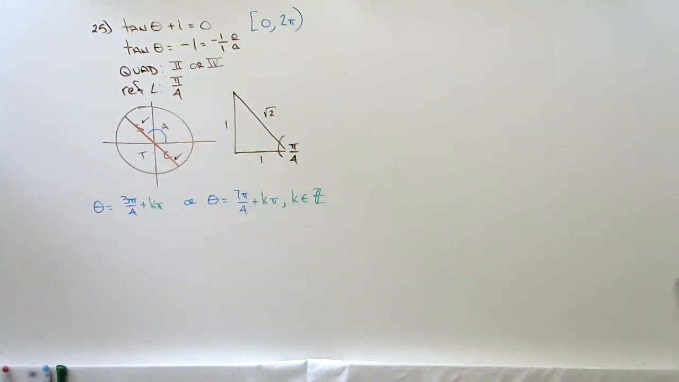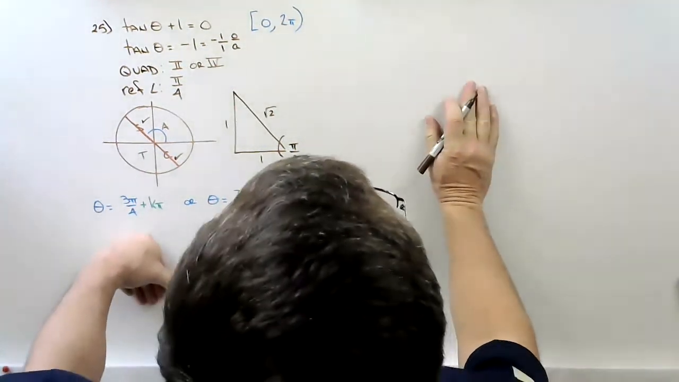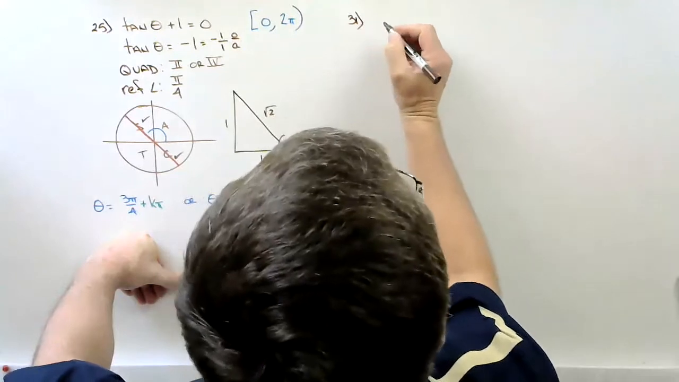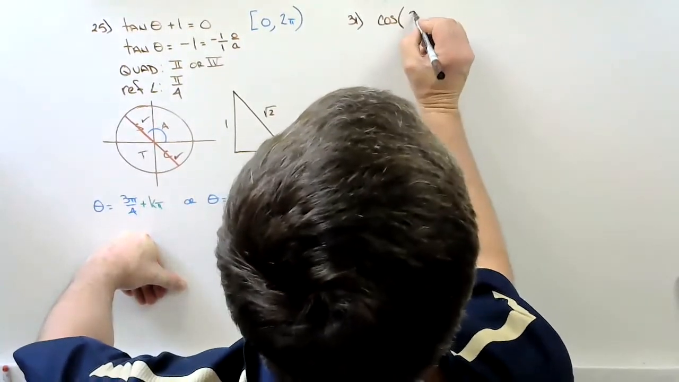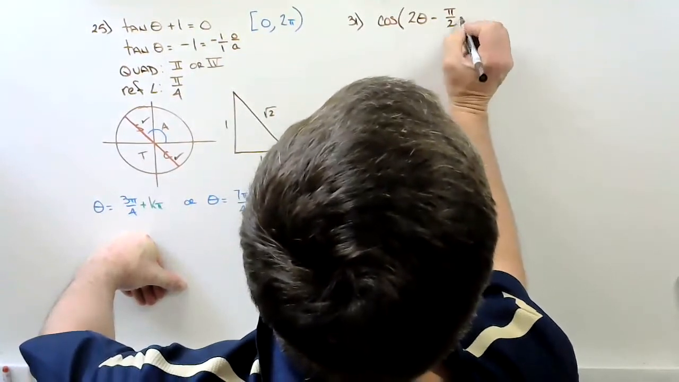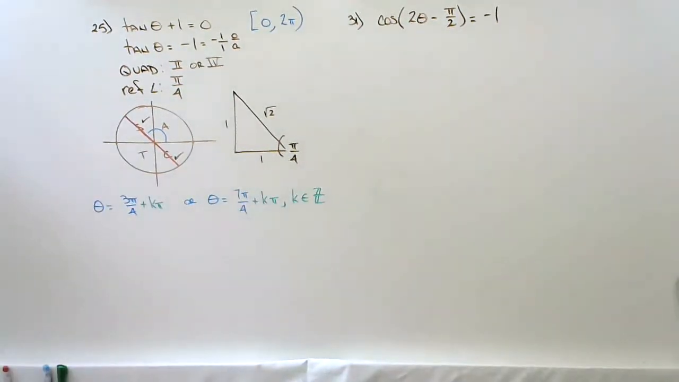Let's take a look at another one. Let's take a look at 31. So here we get cosine of 2 theta minus pi over 2 equals, and we'll see if we can write it down correctly. I'm pretty sure it's supposed to be -1.